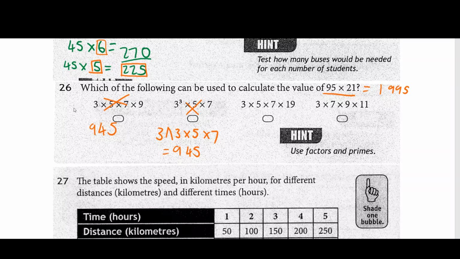We've got 3 times 5 times 7 times 19. This is looking better. That's this one here is 1995. And this last one, 3 times 7 times 9 times 11, which is 2079. So which of the following could be used to calculate the value of 95 times 21? It's this one.